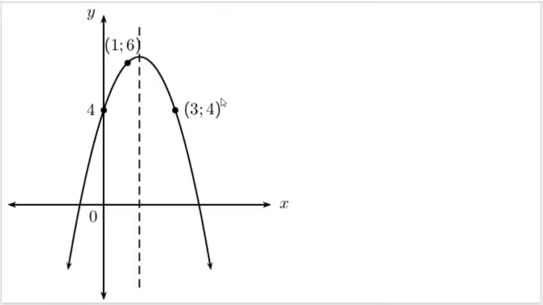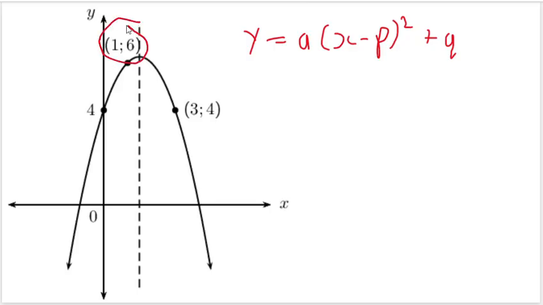Now when you're finding the equation in that form, we can see that it is y equals a open brackets x minus p close brackets squared plus q. Now we can see that this is our turning point. p and q are the x value and the y value of your turning point. Now to find it, we're going to say y equals a.